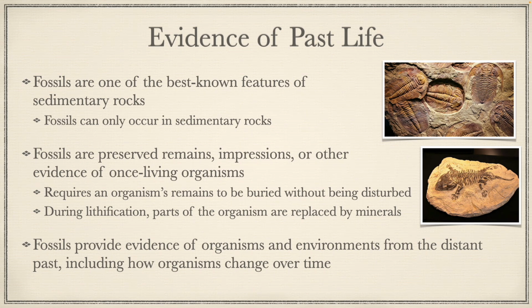Evidence of past life. Fossils are one of the best known features of sedimentary rocks, and fossils can only occur in sedimentary rocks because igneous rocks are totally molten, so any fossils will be destroyed, and the pressure and temperature changes required for metamorphic rocks would also destroy any fossils that were there. Fossils are preserved remains, impressions, or other evidence of once living organisms. This requires an organism's remains to be buried without being disturbed. And then during lithification, parts of the organism are replaced by minerals.